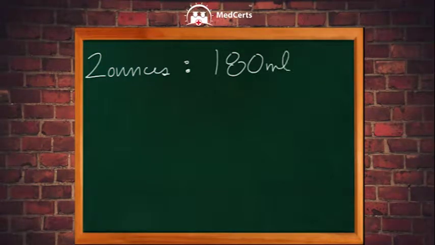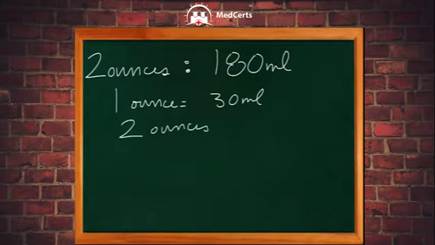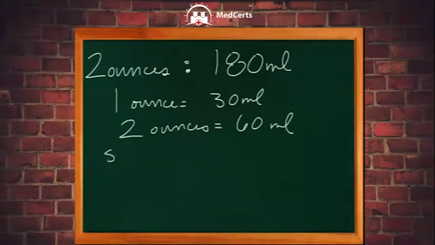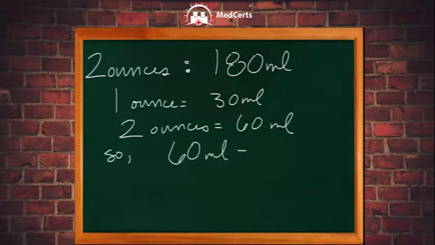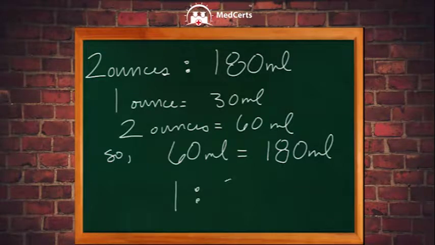So our relationship is 2 ounces to 180 mLs. We determine that 1 ounce is equal to 30 milliliters. And since we have 2 ounces, it equals 60 milliliters. So now that our units are the same, at 60 milliliters in relationship to 180 milliliters, 60 is our common number. 60 goes into 60 one time, and 60 goes into 180 3 times. So this would be a relationship of 1 to 3.